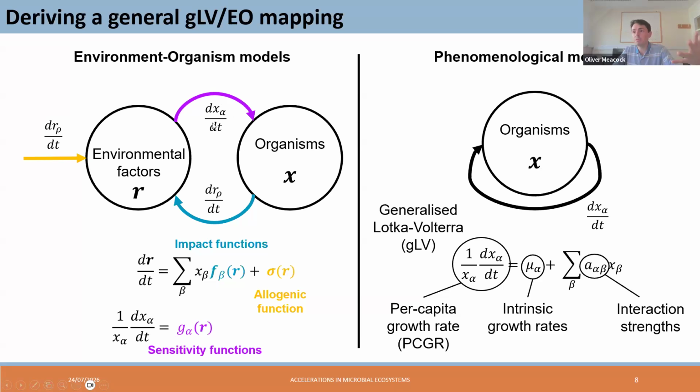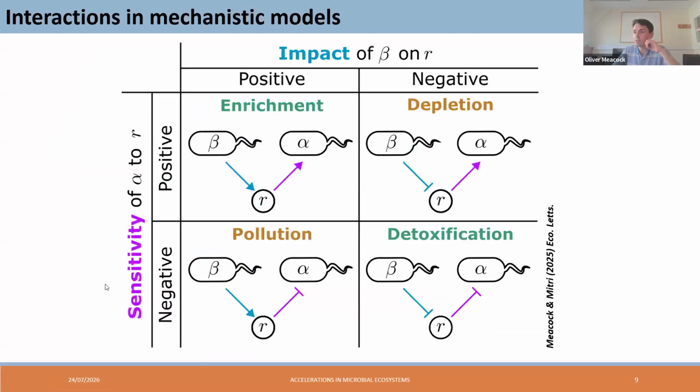And in doing that, what we're going to arrive at is a definition of interactions, which is mediated via these two sets of processes simultaneously. So I'll just be a little bit more explicit about what I mean here. So we've got our sensitivity functions here and our impact functions here in blue and purple. And what I'm representing here are different interaction mechanisms through which populations can interact. So we can have secretion of nutrients. So beta can be secreting a compound which is of use to alpha, for example. That's what we would call enrichment or cross-feeding.